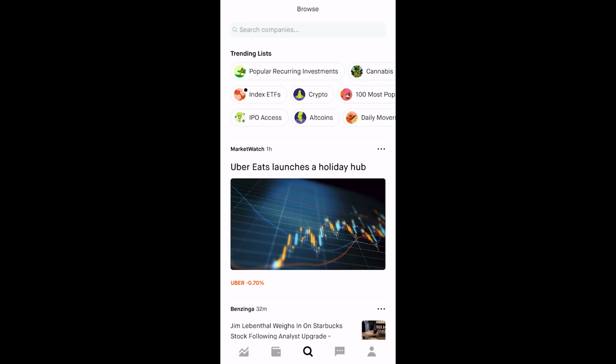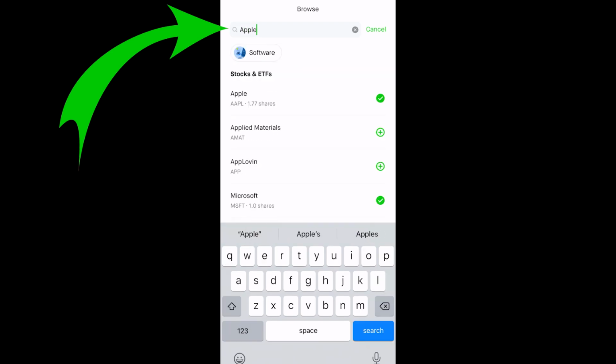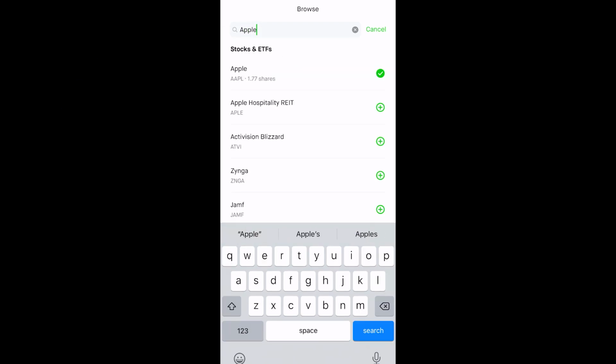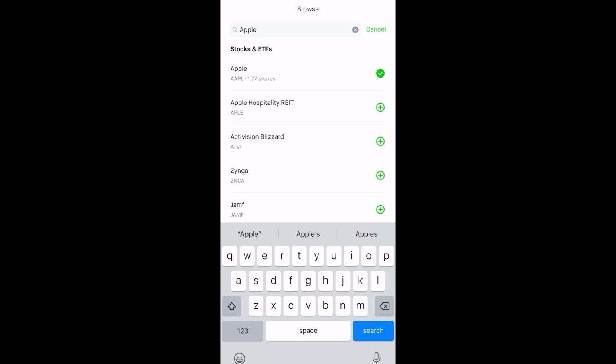Okay, so inside of the Robinhood app, we're just going to look up an individual company, and you can do that by either looking up the ticker symbol or just the company name. Now, in this case, we're going to look up Apple. So I'm just going to search here, Apple, and the first one that pops up is AAPL, which is their ticker symbol. And it looks like I own 1.77 shares of Apple. So that's the correct one we want to go into. Just click on that here.